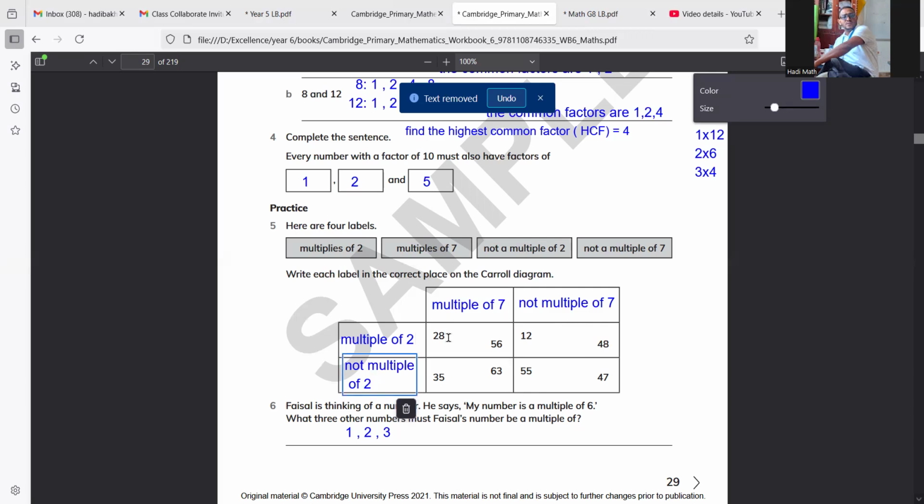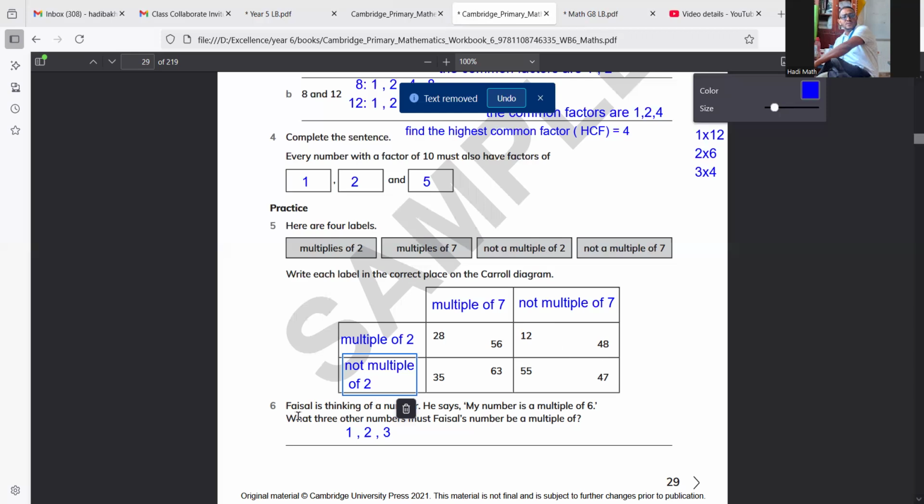Then we see multiple of 7: 28, 56, 35, 63, all of them multiples of 7. So you write multiple of 7. Not multiple of 7, you look at them. 12, not multiple of 7. 48, not multiple of 7. 55, not multiple of 7. 47, not multiple of 7. So this is how we choose in the Carroll diagram.